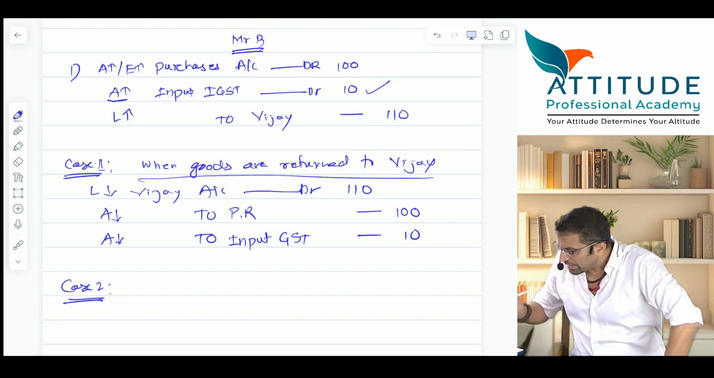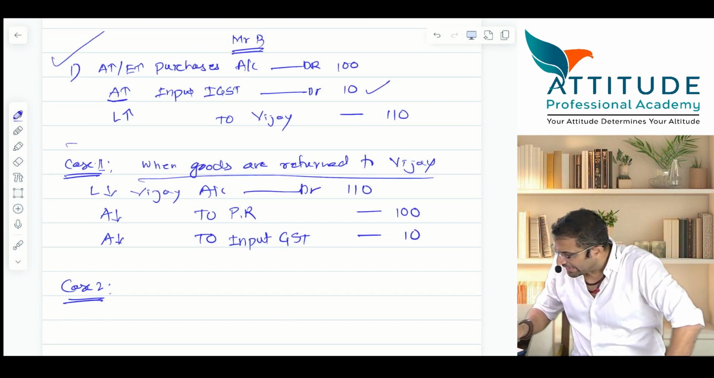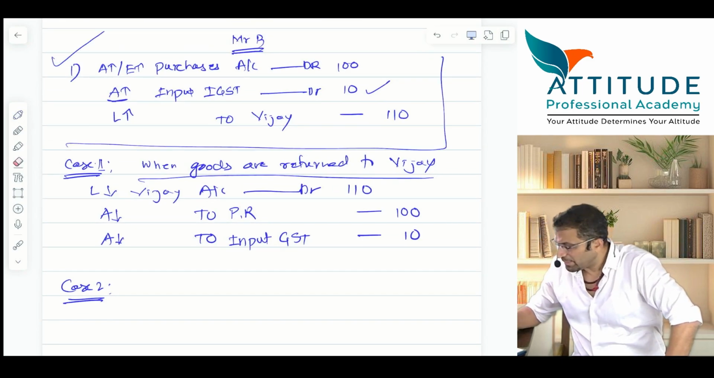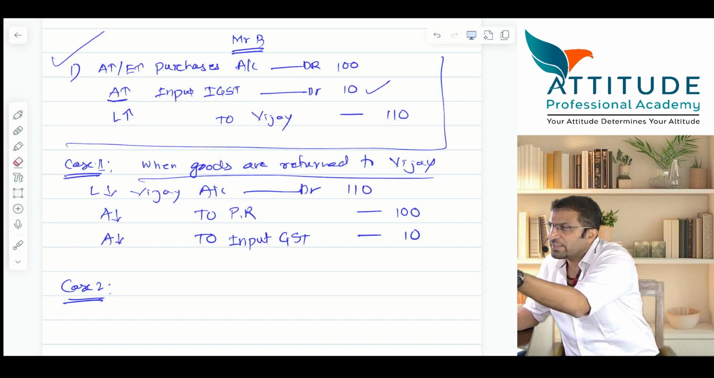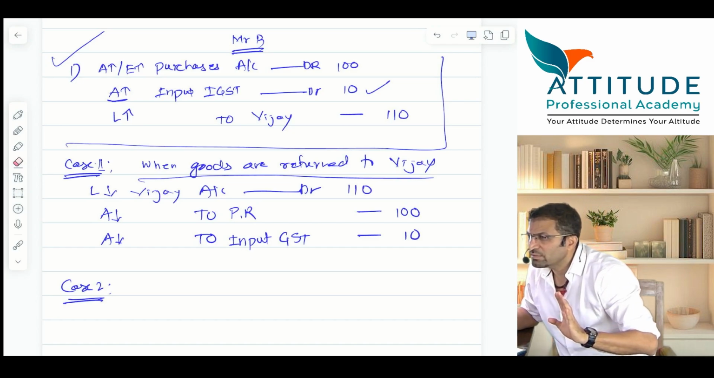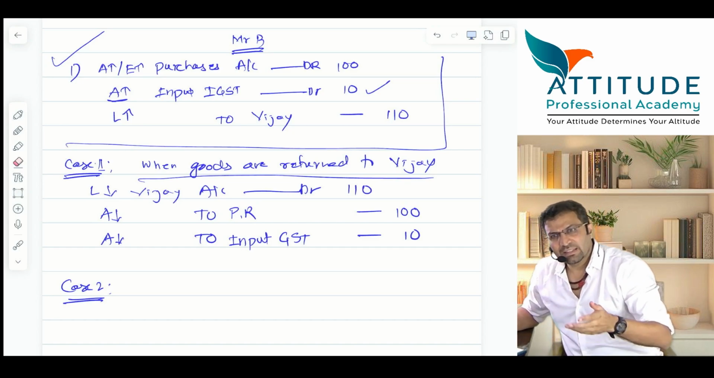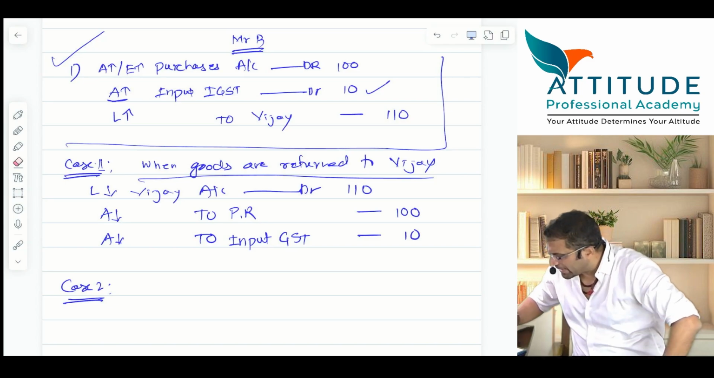Now tell me, same entry. ये तो standard entry है. First, this is the base. You have purchased the goods from Vijay. Now, these goods, can you use it for your personal use also? Answer. If you use it for your personal use, tell me the entry.